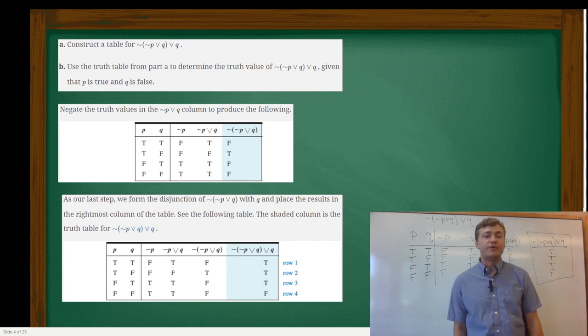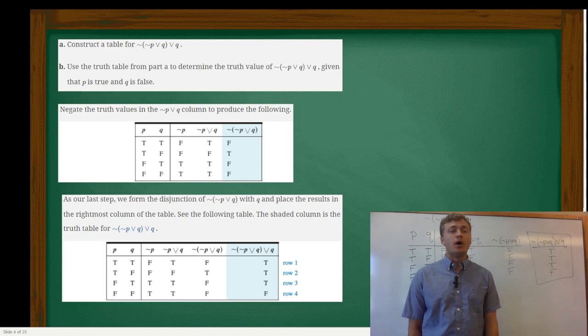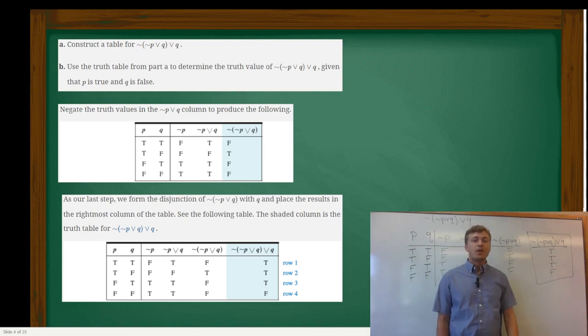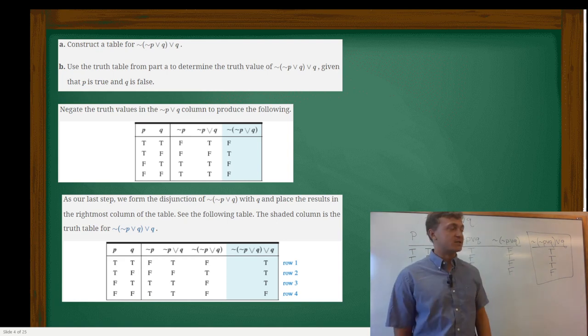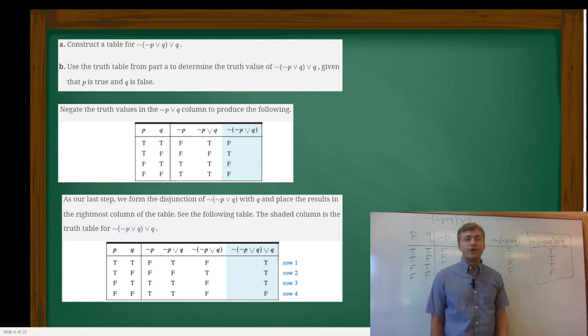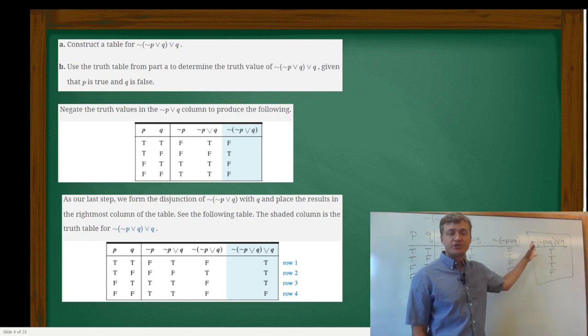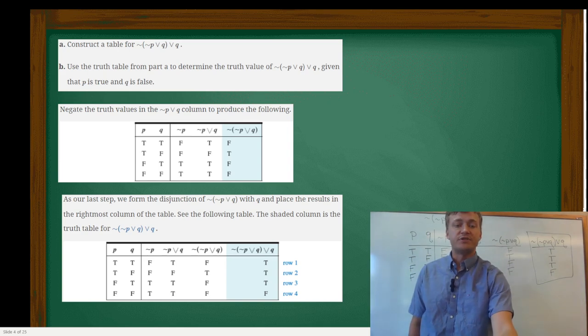So as our last step, we formed the disjunction. Again, that OR connective is the disjunction, and then place the results in the rightmost column of the table. The shaded column is the truth table for our following expression. And see here that we can't shade our column, so to speak, so we just boxed it out to show this is our final piece to the puzzle of constructing our truth table.